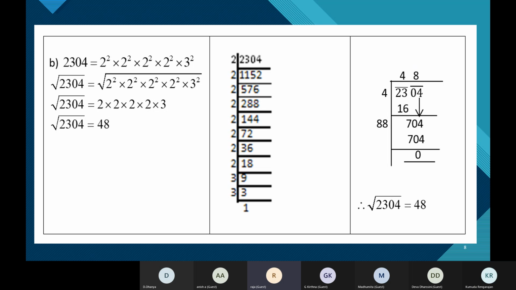Now we have to see, by attaching one number to 8, which number will give us the product of 704. Is this the last stage of division? No, ma'am. Sometimes it can be extended. But we don't have any other group to get down, right? In this sum, this is the last stage of division. So 88 into 8 is equal to 704.